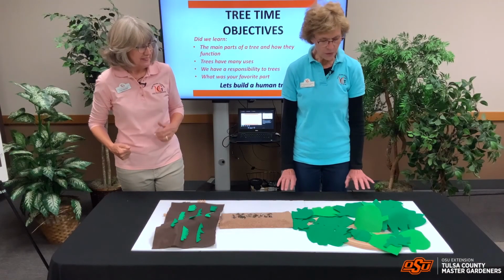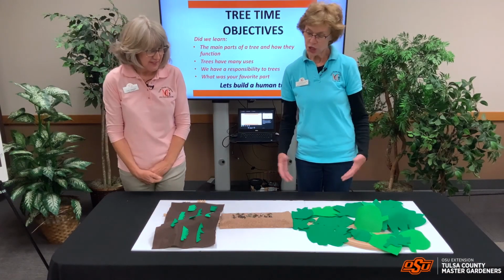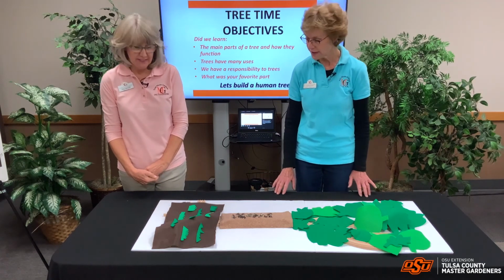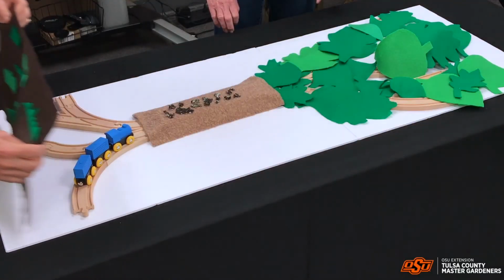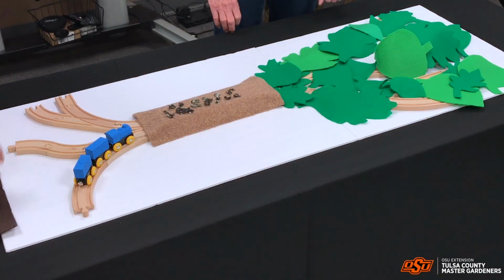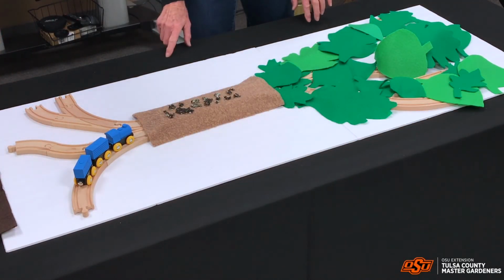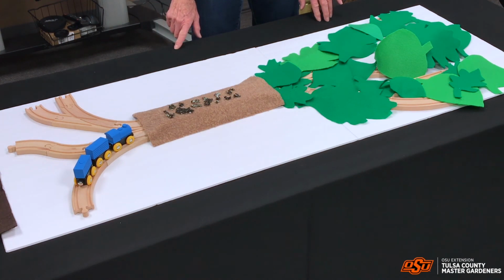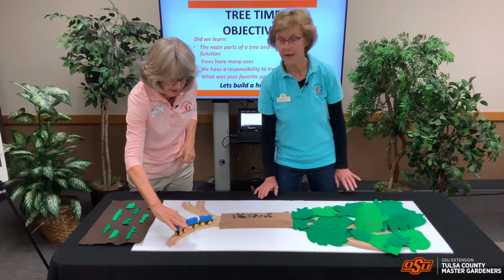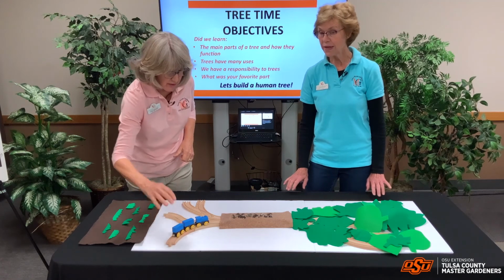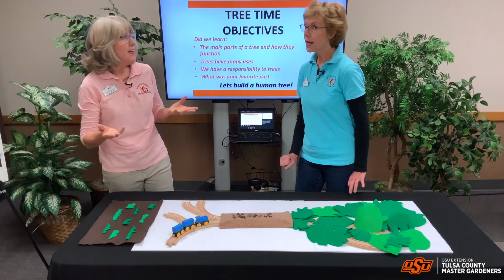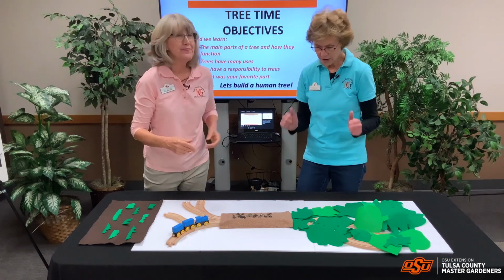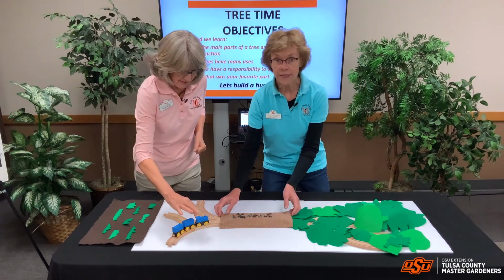Well, now we have made a model and we want to show you how the tree actually functions. So on the bottom we have the roots. They're underneath the soil, and I take the soil off. Perfect. And we can see the roots, and we've got a little train that's going to demonstrate the absorption of minerals and water. Fabulous. Okay. So it goes up the tree trunk.